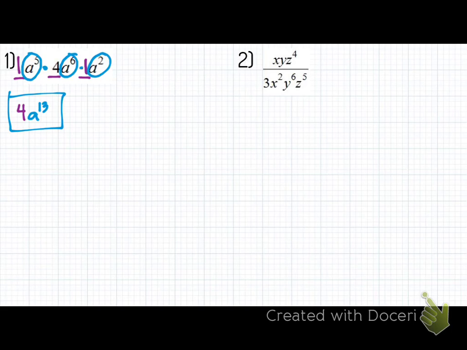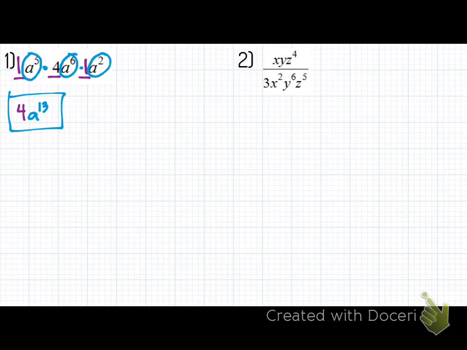So again, what did I do? I just took my time. I looked at my coefficients first. You did the math. Then we have our common bases of a. So then we want to combine the exponents by adding them together because they're being multiplied. Each term is being multiplied. So then we got 4a to the 13th.